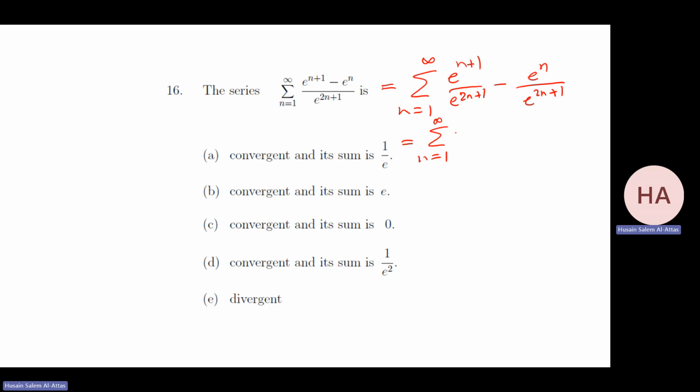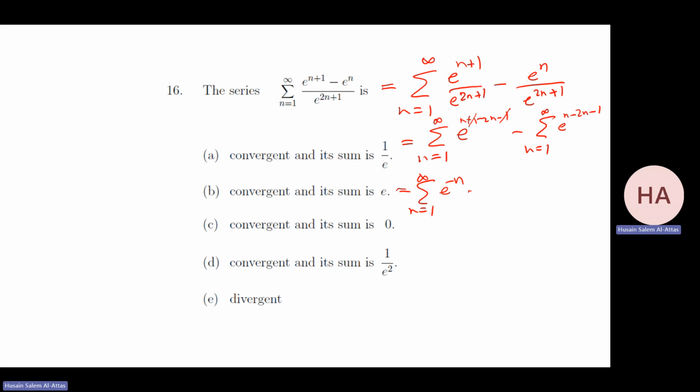Okay, that will be e to the power of what? I have n plus 1 minus 2n minus 1. Let me put in the steps. Minus the other series, which is e to the power n minus 2n minus 1. Okay. That will be the summation, n equals 1 to infinity. We have what here? This is cancelled. e to the power minus n.